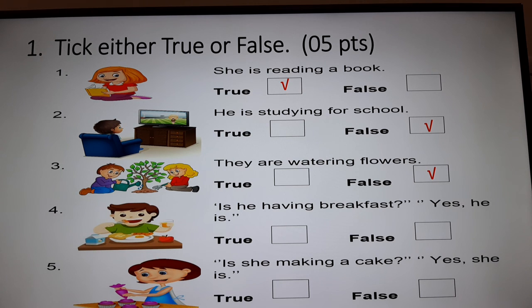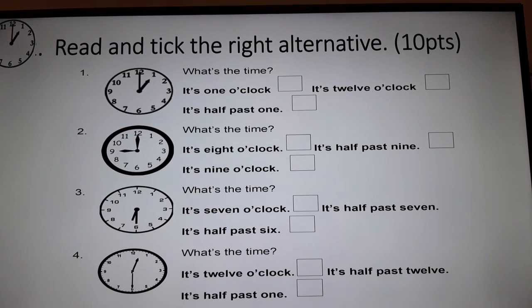What about 4? Is he having breakfast? Yes, he is. Yes, of course, this is true. And for the last one, look at this girl. Is she making a cake? Yes, she is. Yes, it is. So here, these were sentences in the present continuous tense. Now let's move to exercise number 2.